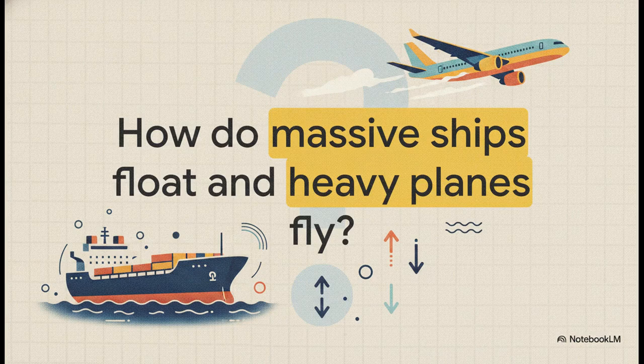Let's kick off this explainer with a massive question. How do the heaviest machines we ever build manage to completely defy gravity? I mean, really think about it for a second. We're talking about thousands of tons of steel just effortlessly floating on water, or these massive metal cylinders carrying hundreds of people, hurtling through the sky. Seriously, how is this not magic?